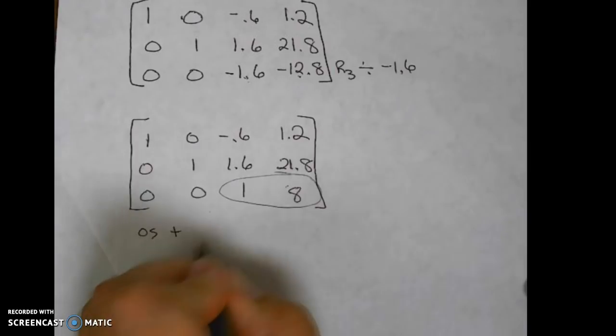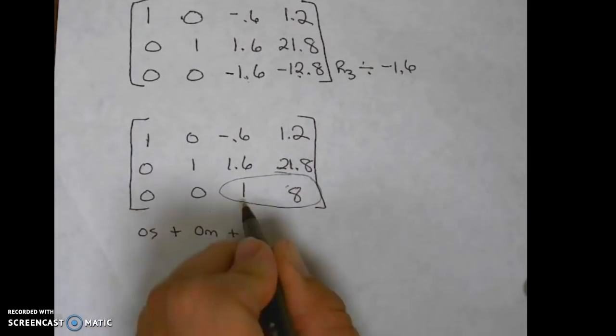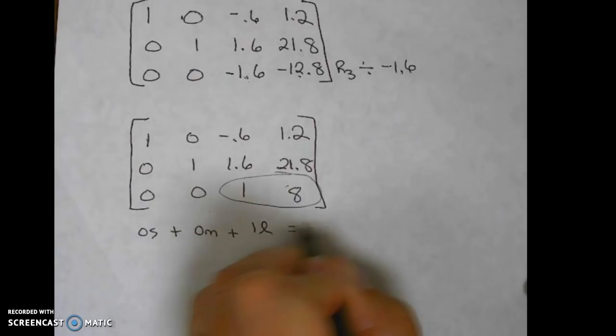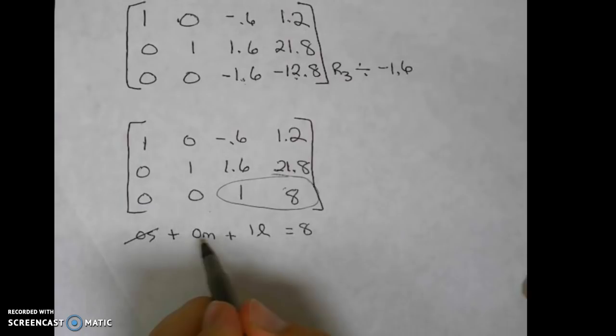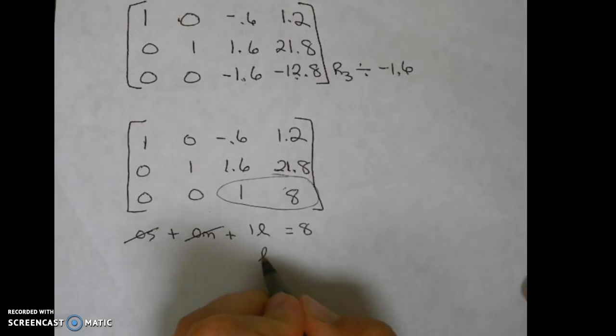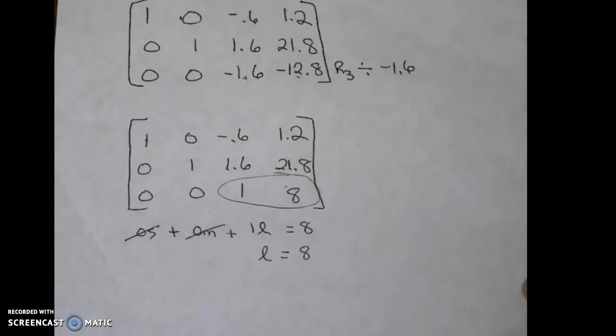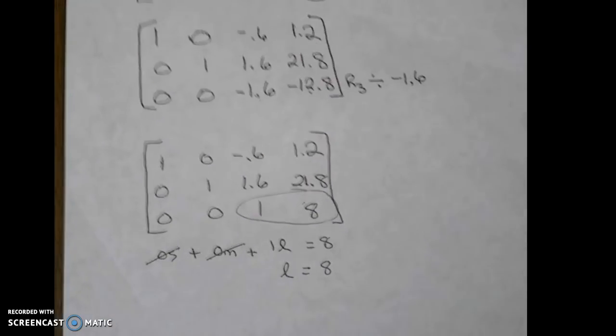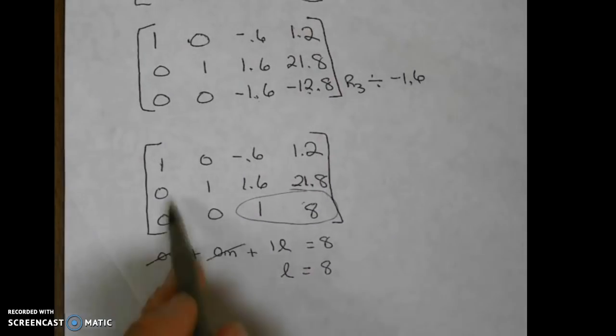Well, notice right here, we have 0 small plus 0 medium plus 1 large equals 8. Well, 0 times S is 0. 0 times medium is 0. So we have 1 large equals 8. So the number of large cups is 8. We found one of our answers. We have 8 large cups. Okay, let's go to the next one.